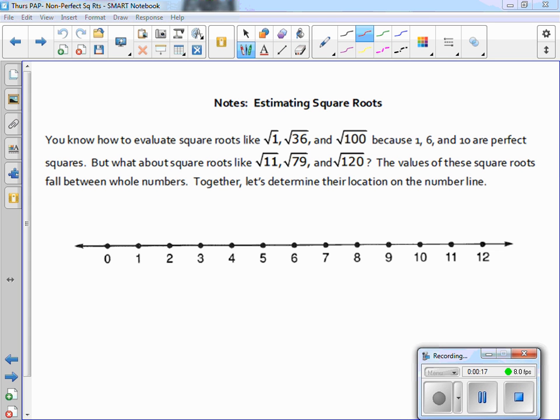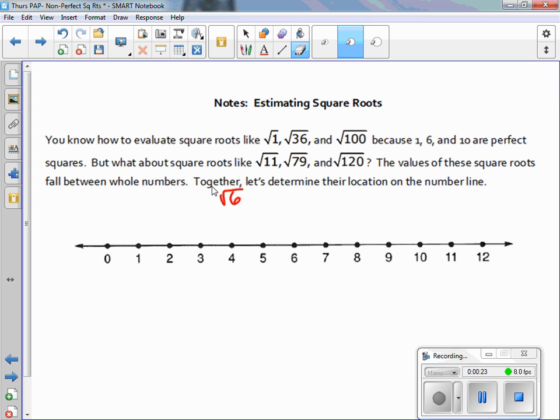But then remember we got the one that was the square root of 6. And we're like, well, how are we going to do that? Because there's no number times a number that is going to give you 6 that is the same number. Same thing with 11, 79, and 120. We estimate the values of these square roots between their whole number counterparts.